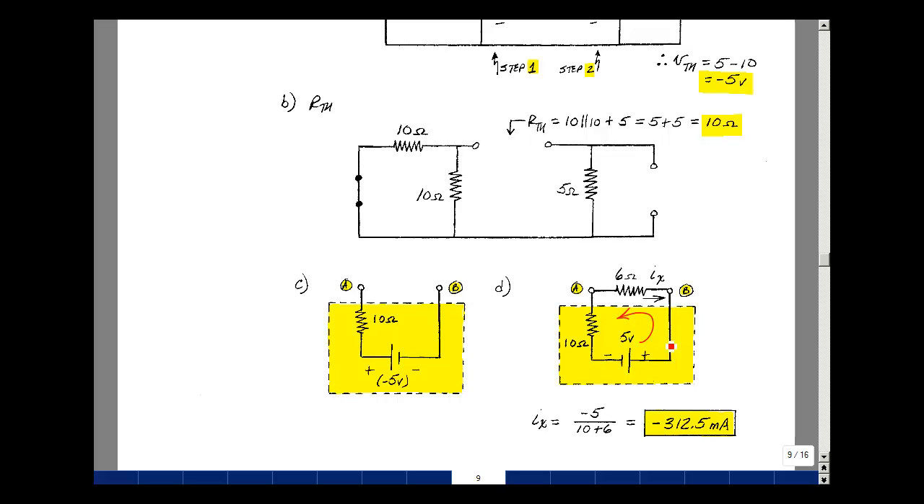I want the current in the other direction, so this would be the negative of that. It turns out to be 312.5 milliamps. And this is supplemental problem 3.9.